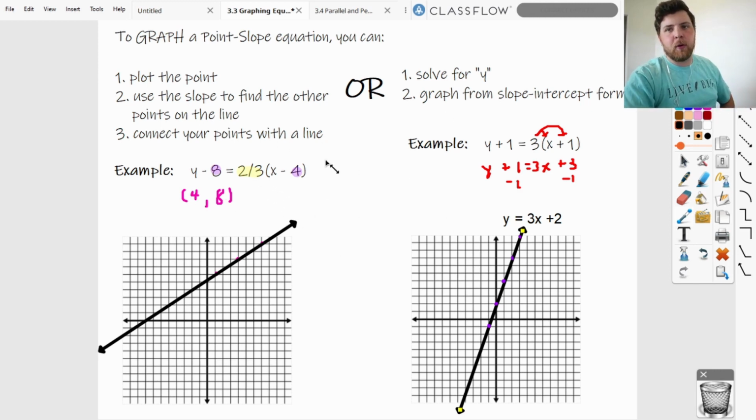Sometimes this is preferable. Sometimes this might be easier for you. The only problem is sometimes you get a really weird y-intercept, like a y-intercept with 5/8. So that could be a problem. But this will always work for point slope as well.